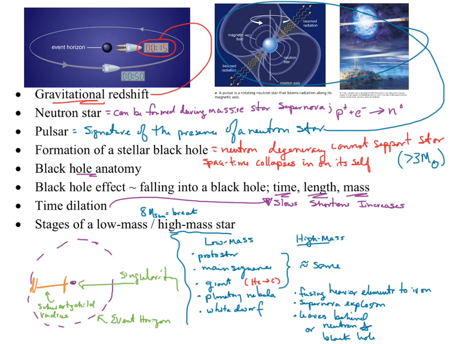But then it will continue fusing beyond helium into carbon. It'll fuse carbon into other stuff. And so a high mass star will go out with a bang, a supernova explosion. And then we've talked about after the supernova explosion, it's going to leave either a neutron star or a black hole. And that's it.